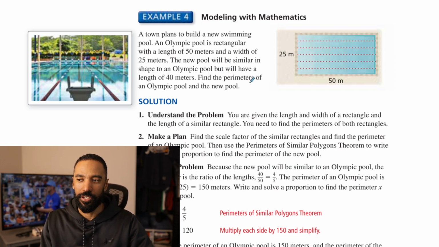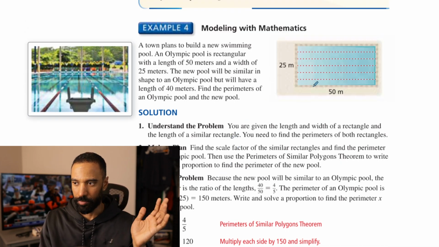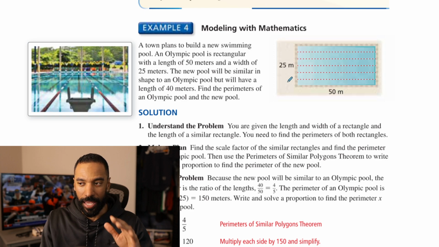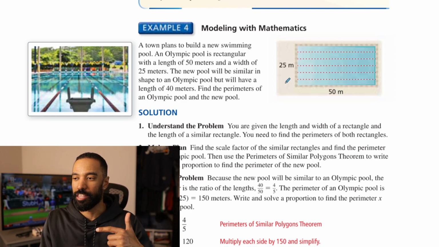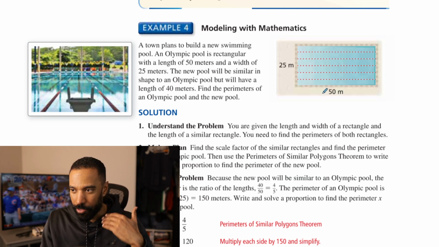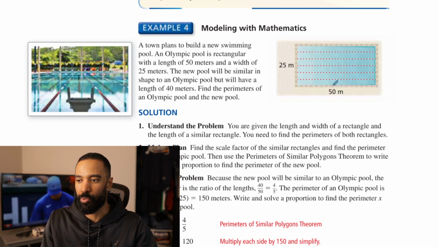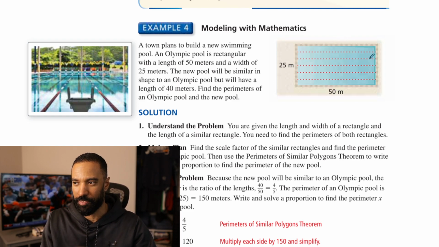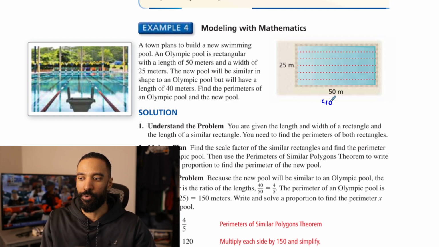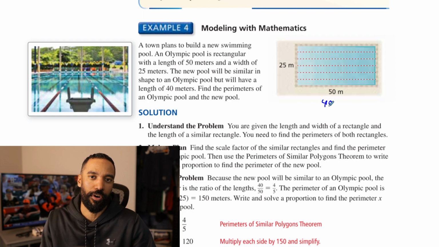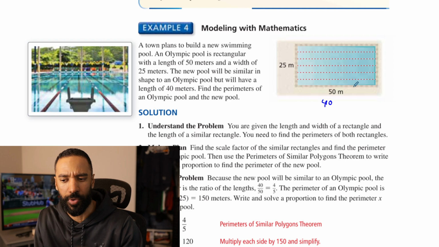So I don't know how they're going to go about it, but there are two options here. Without finding the other length, you could find the perimeter of this original pool, which is probably their plan. Find the perimeter of this original pool, compare the 40 to the 50, and apply that to the new pool. So this pool's perimeter is going to be 50 plus 25 plus 50 plus 25. That's 150. And 40 compares to 50. 40 is 4/5 of 50. So we'd have to take 4/5 of 150, which I think is 120. So the other perimeter should be 120 meters, basically.